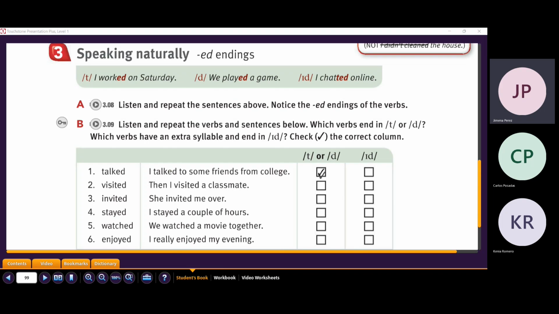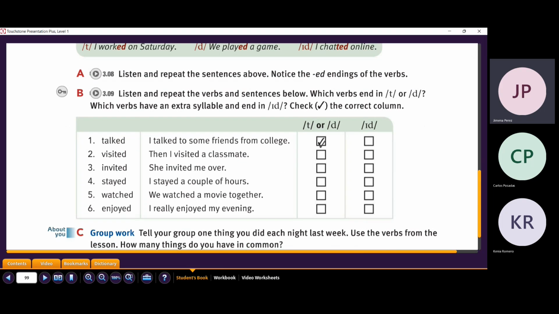Listen and repeat the verbs and sentences below. Which verbs end in T or D? Which verbs have an extra syllable and end in ED? Check the correct column. I talked to some friends from college.